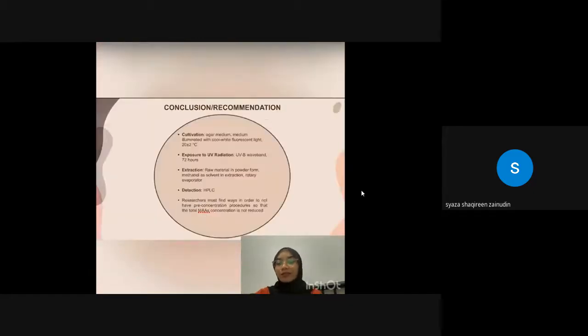In conclusion, for the cultivation step, liquid or agar medium is normally used, but agar medium is more common, and in exposure to ultraviolet step, most studies radiate their cultures with UVB waveband, but for 72 hours. Then in extraction method, the raw material is mostly in powder form. The most frequently used solvent is methanol, and the supernatant will be brought to dryness using rotary evaporator.